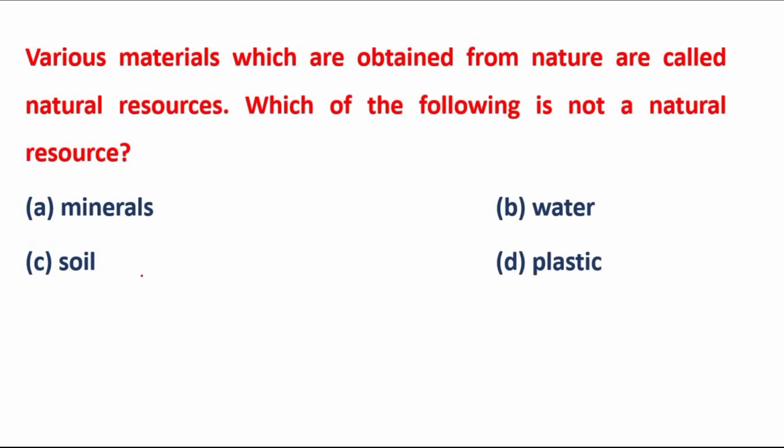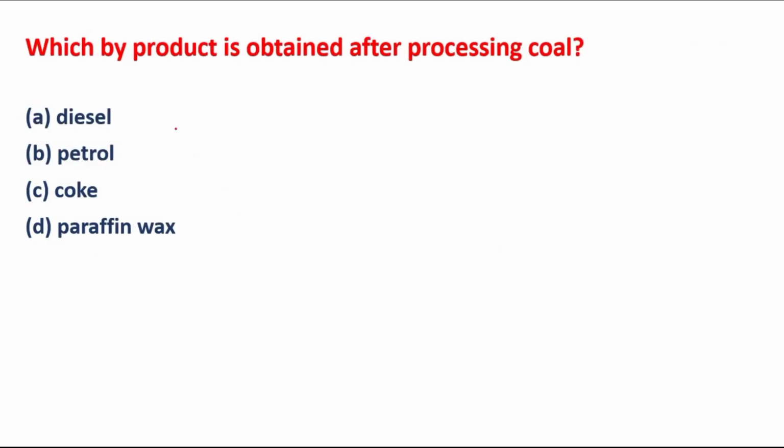Various materials which are obtained from nature are called natural resources. Which of the following is not a natural resource? Among the four options, minerals, soils, and water are natural resources, but plastic is a man-made material. It cannot be called a natural resource. Option D is the correct answer for this question.